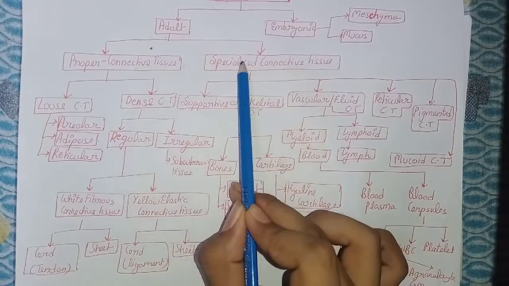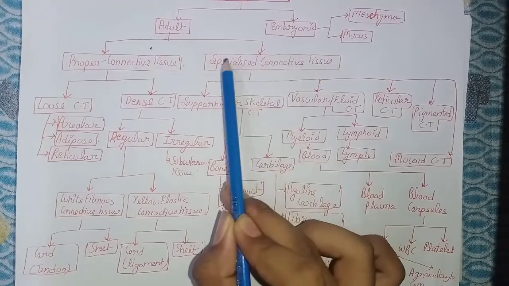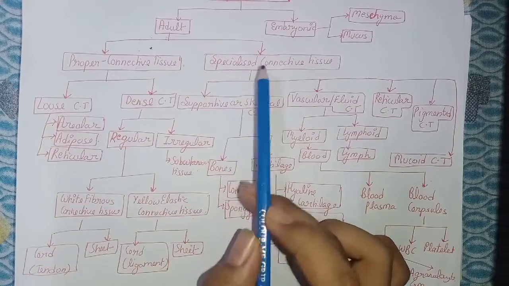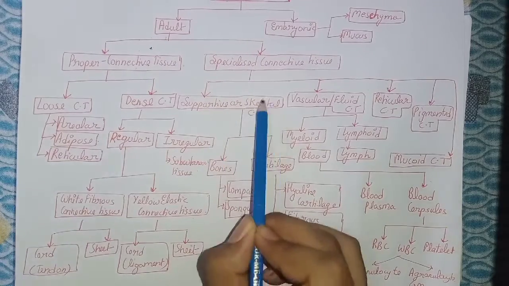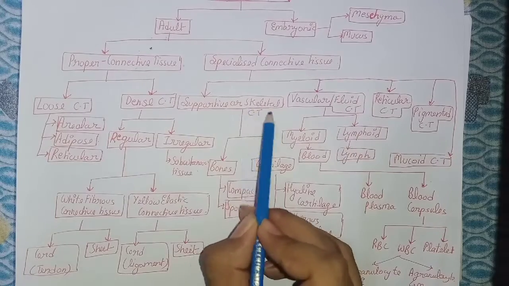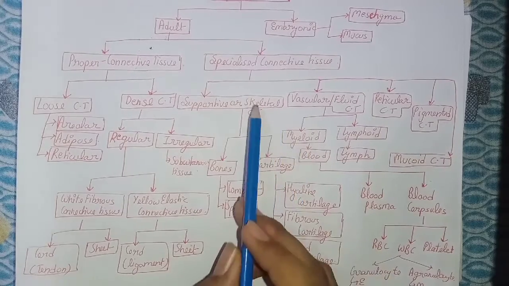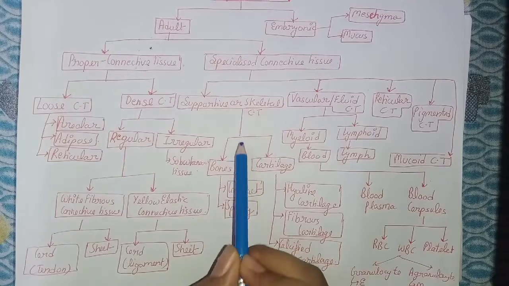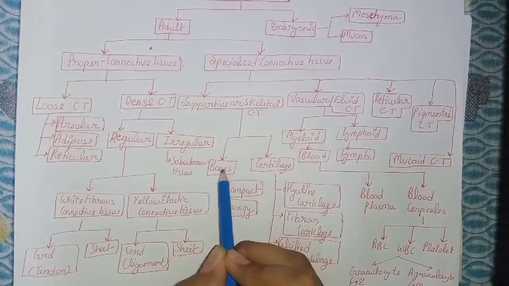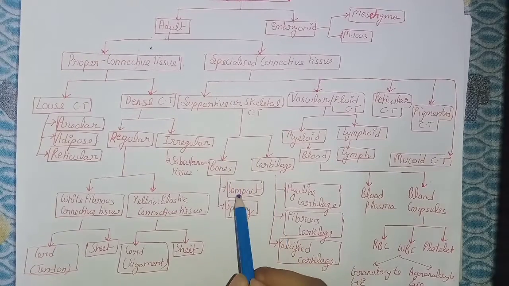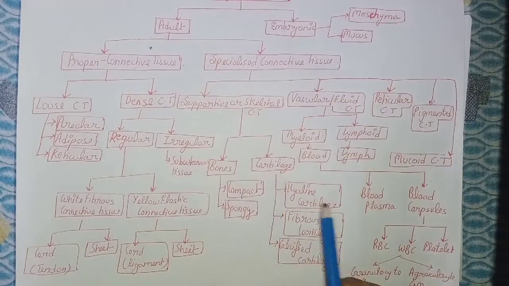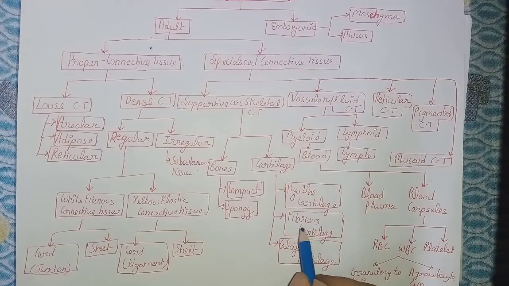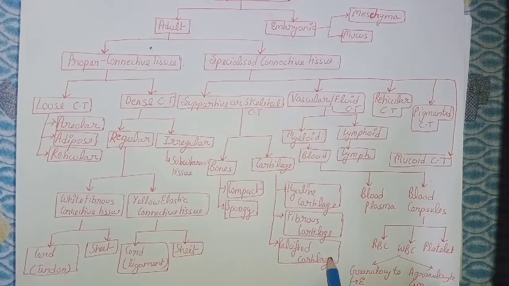Now coming to specialized connective tissue. As you can see the word specialized. Starting with the first, that is supportive or skeletal connective tissues. Here CT represents connective tissue. Its further classifications are bone and cartilage. Bone is of two types, compact and spongy, and cartilage is of three types: hyaline cartilage, fibrous cartilage, and calcified cartilage.